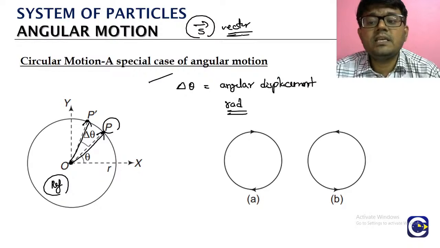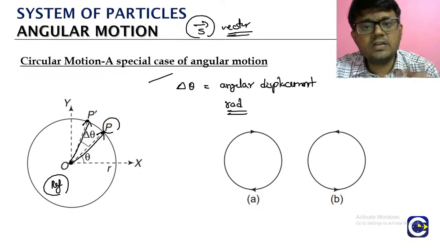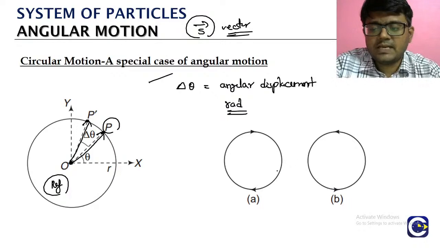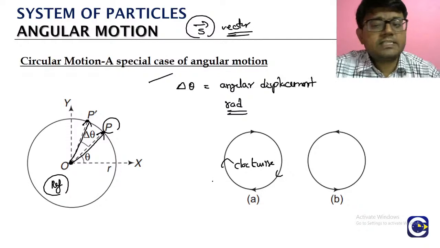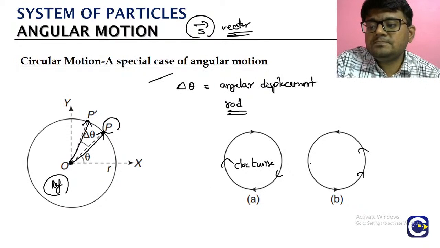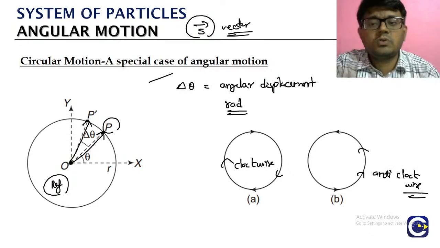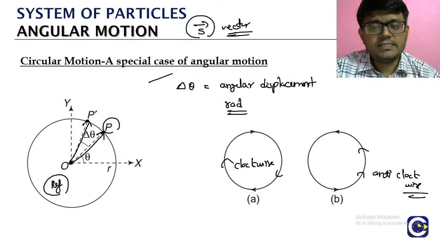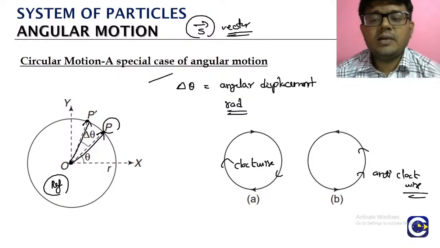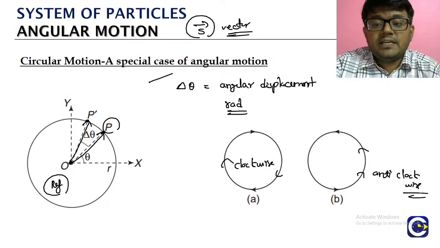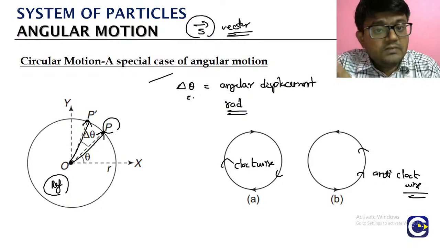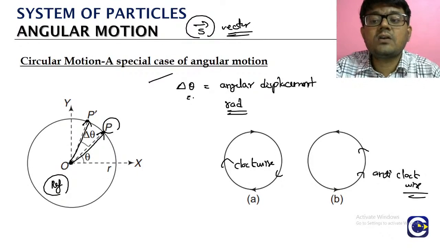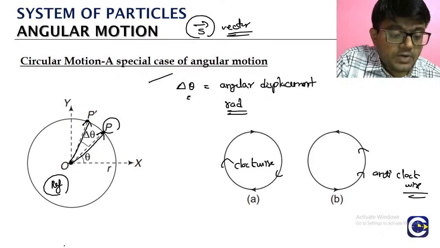So when you are looking at the circular motion, there are two possibilities. Look here, this is clockwise. And what is this one? It is anti-clockwise. So for a circular motion of a particle, you can have it clockwise or anti-clockwise. Then the angular displacement when the particle is going clockwise has to be different from when the particle is going anti-clockwise. Hence angular displacement is also defined as a vector quantity.